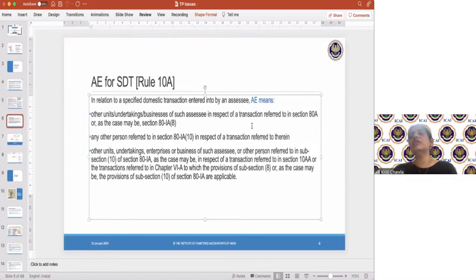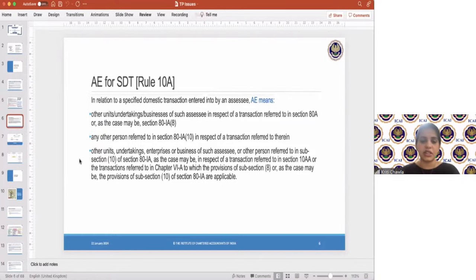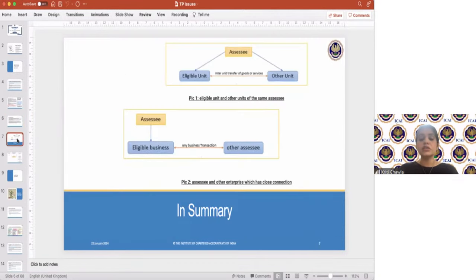Practically, what we do is, the moment there is an entity with a lot of other entities in the same group, and one entity is claiming tax exemption, we know that SDT is applicable in that sense. Essentially, they just look at entities, units, businesses or undertakings which are claiming these tax holiday exemptions. So if you look at the summary of how SDT is established, it talks about an assessee. Now, if this assessee has an eligible unit and any other unit.